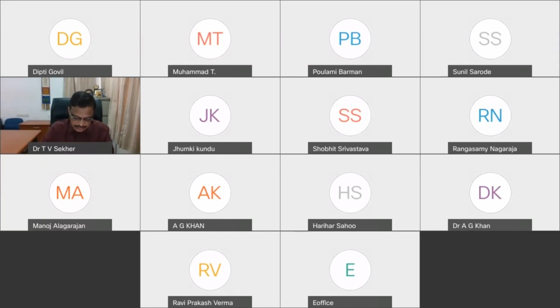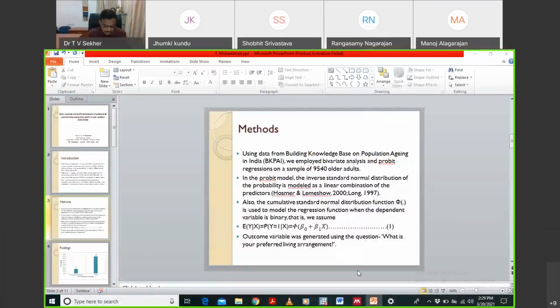Now we move to the third presentation from Mr. T. Muhammad on the association of socio-economic and health-related factors with the preference for separate living among older adults. Okay. Over to Muhammad.